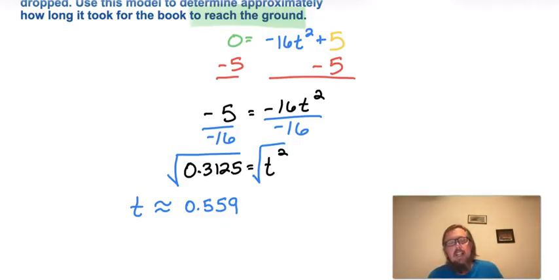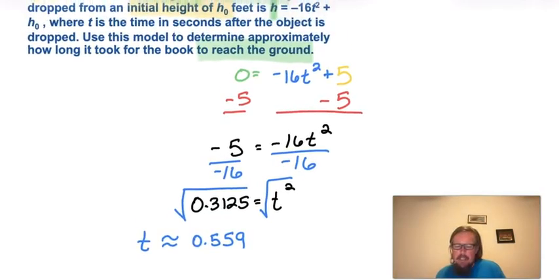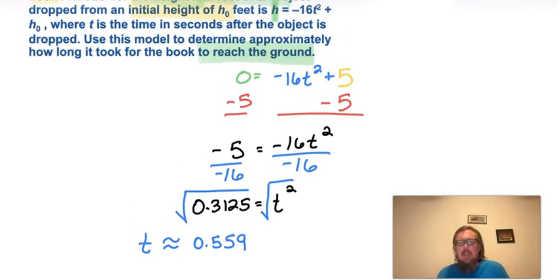Now, when we take a square root, we get two numbers. We get a positive and a negative. We get 0.559 and negative 0.559. But because we're talking about time, this is time in seconds, it doesn't really make sense for us to use the negative. So I'm just going to say 0.559 seconds and stop right there.